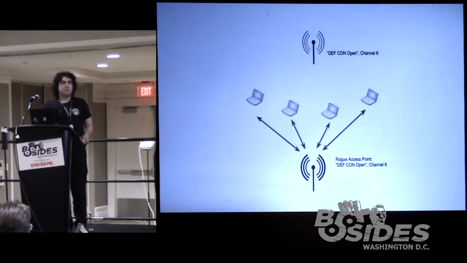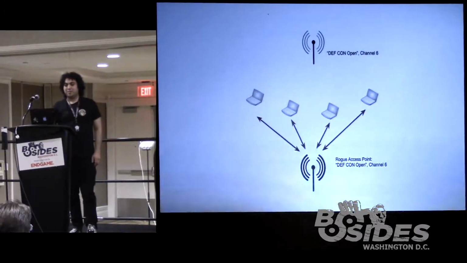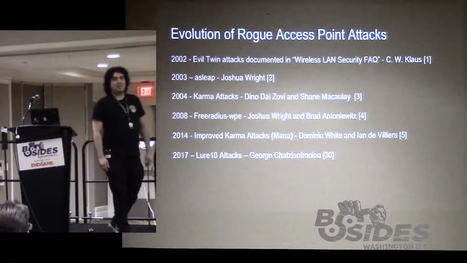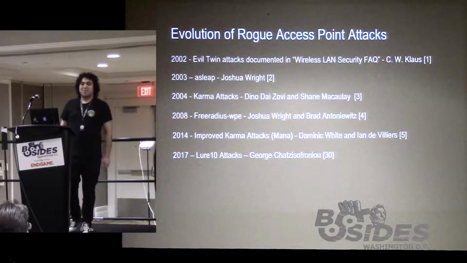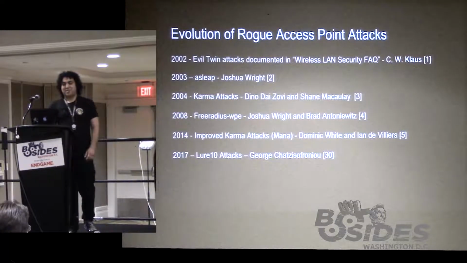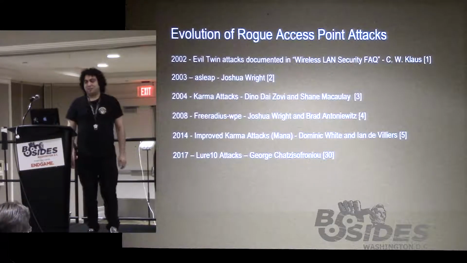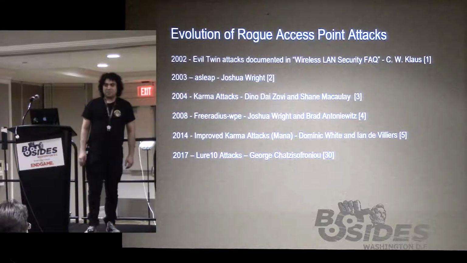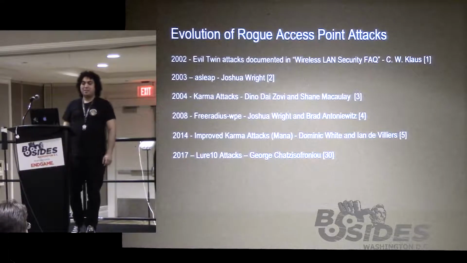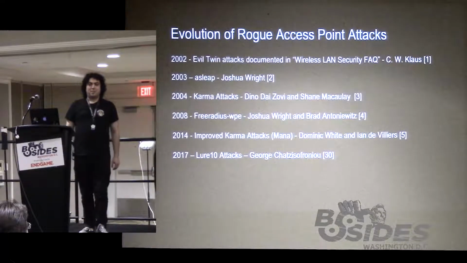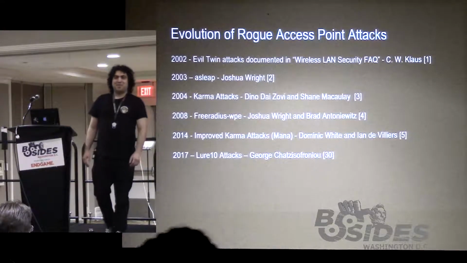So that's the fundamental rogue access point attack that pretty much everything else is based off of or expands off of. These attacks have been around for a really, really long time. They started to emerge around 2002. The first documentation that I could find was the Wireless LAN Security FAQ by C.W. Klaus that starts talking about evil twin attacks. About a year later, you have ASLEAP released by Josh Wright, which is a tool that expands off of that. In 2004, you actually see the implementation of a karma attack by Dino Dai Zovi and Shane Macaulay. Four years after that, you have FreeRADIUS-WPE, where Josh Wright and Brad Antoniewicz figured out how to use these attacks to steal credentials from RADIUS networks.